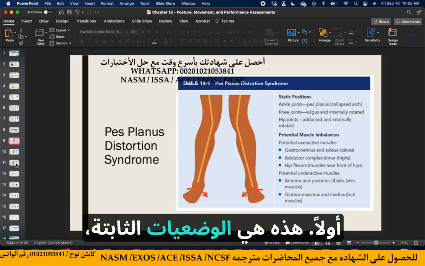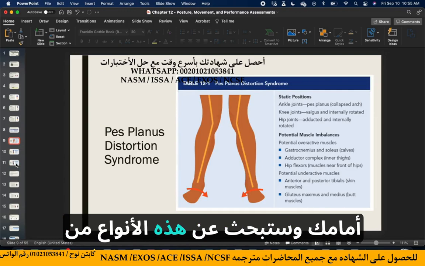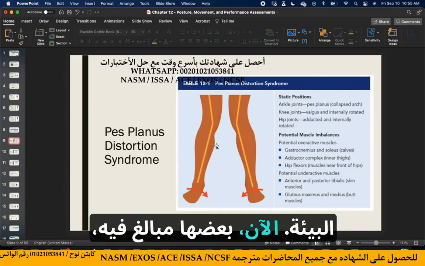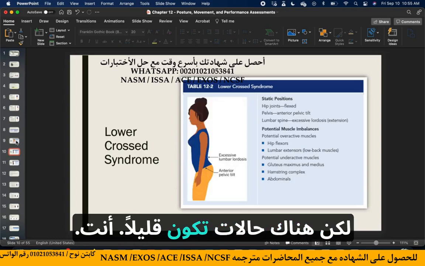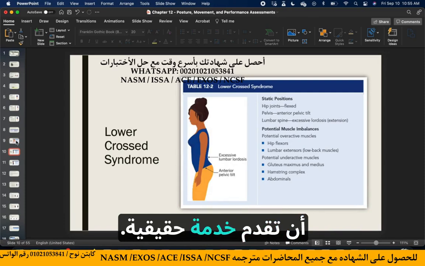These are static positions, meaning that you are going to have a person stand in front of you and you're going to be looking for these types of environment. Now, some of them are exaggerated, but there are conditions that are a little bit, again, this is why pictures really can do a service.